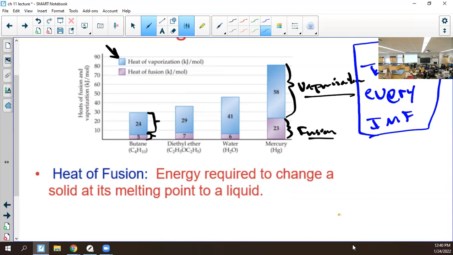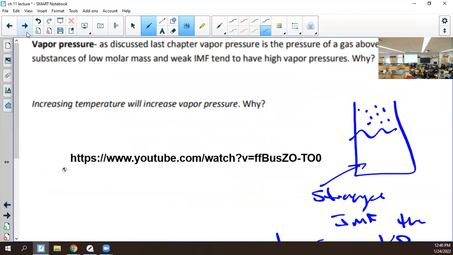When we go from a solid to a liquid, we've sort of reduced the IMFs to a point where the atoms or molecules are allowed to move. But for vaporization, they're gone. So it takes significantly more energy to sever every intermolecular attraction than it does just to make them movable. Okay, you don't have to know these numbers at all, but you have to be able to explain this. Okay, vapor pressure, we already talked about.